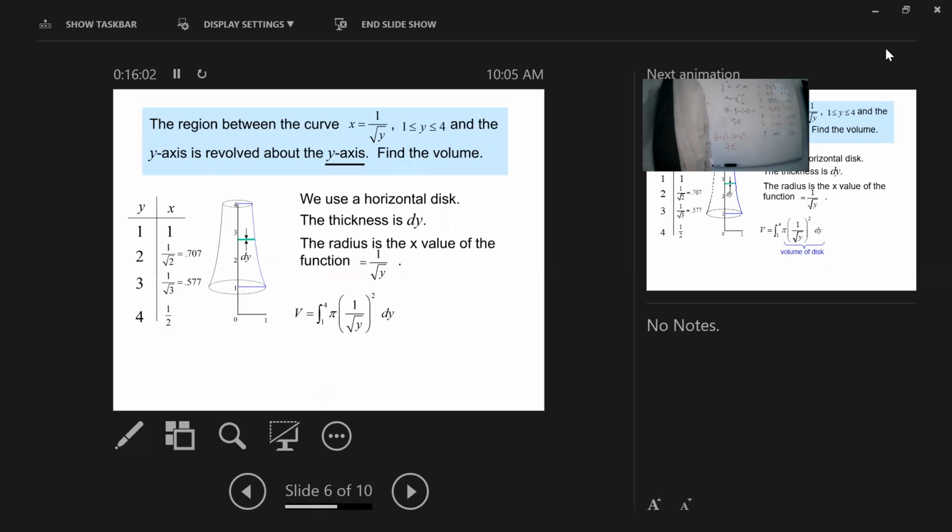So what do we get? We need the limits in terms of y: 1 to 4. Pi, what's the radius? We're going to do right, take away left. The radius would be 1 over root y subtract 0. That would be the radius. Right, take away left. So we would have from 1 to 4 pi r squared dy.